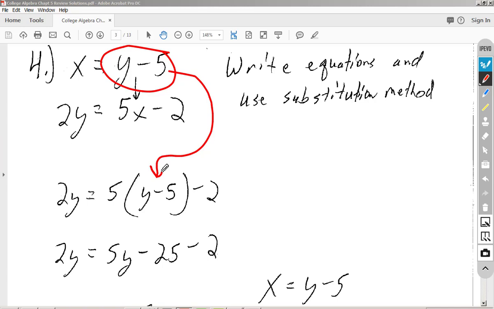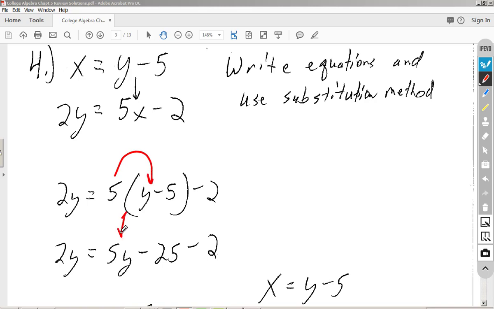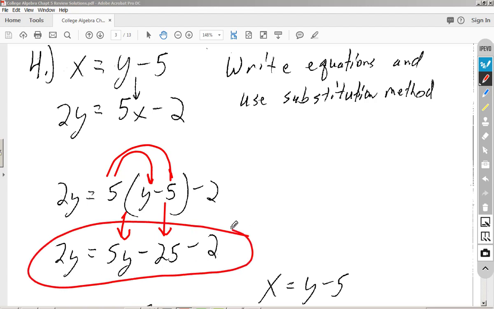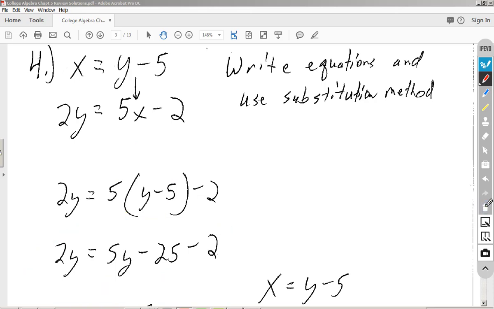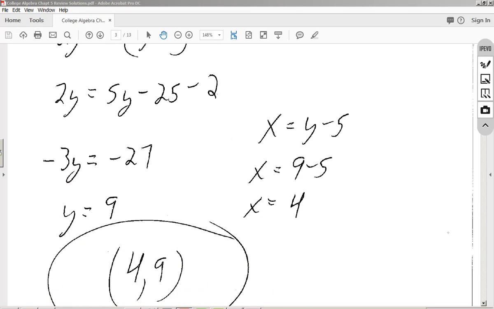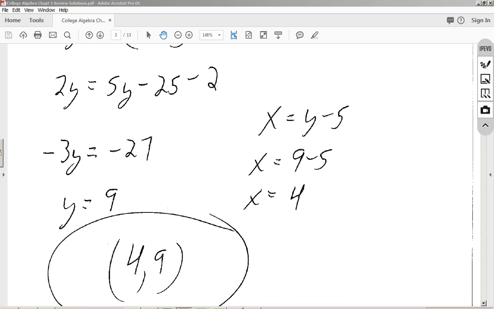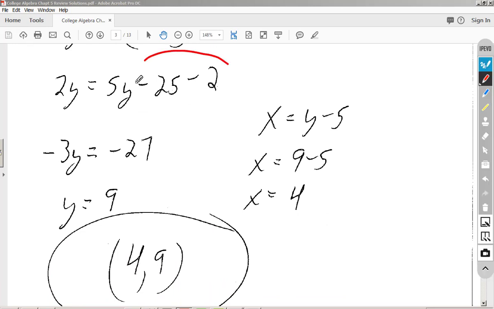Go and use your distributive property. So distributing this 5 on through, you're going to end up with 5y minus 25. Now I have my equation 2y all equals 5y minus 25 minus 2. Combining my like terms, I've got my negative 25 and negative 2. It's going to give me that negative 27.